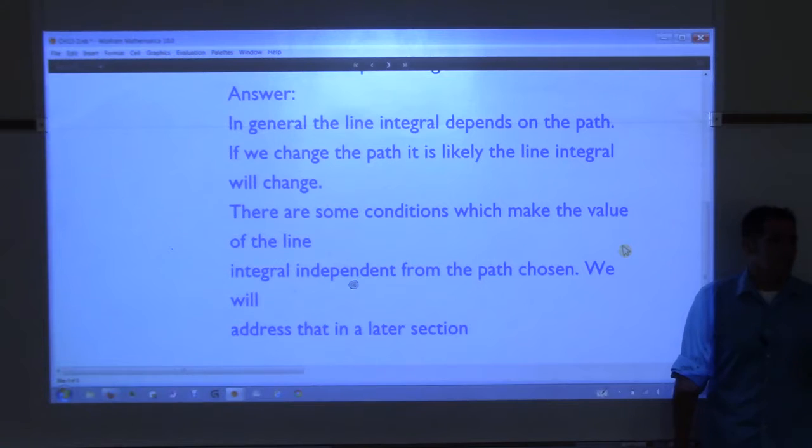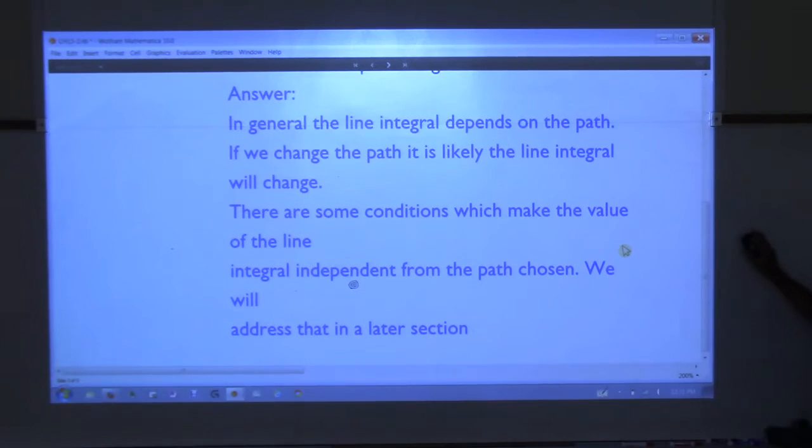Right now, in general, I give you a line integral, 2 points, and two different paths connecting them, you're going to get two different answers. Later, we're going to see that if something is just perfect, the path doesn't matter. You get the same result every time, which winds up being a great thing for us.